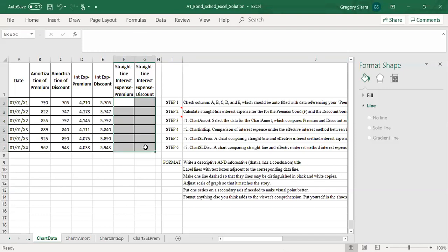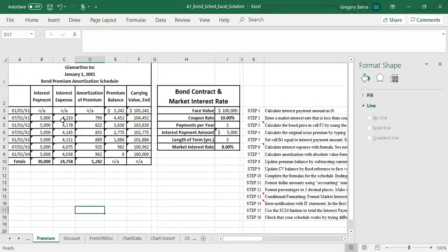We're going to do chart 3. So your data here will be empty, and we're supposed to come up with straight line interest expense for the premium and the discount case. So let's look at the premium sheet. And here we have interest expense. This is done under the effective interest method. Well, also that means that the amortization occurs under the effective interest method, because these three are a journal entry and they all net out to 55,000, excuse me.